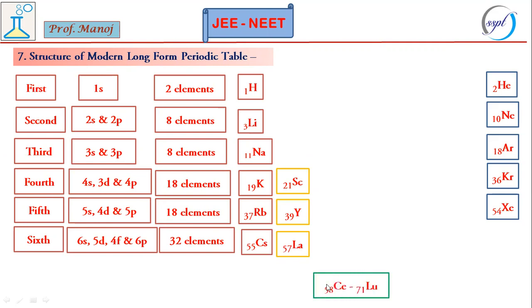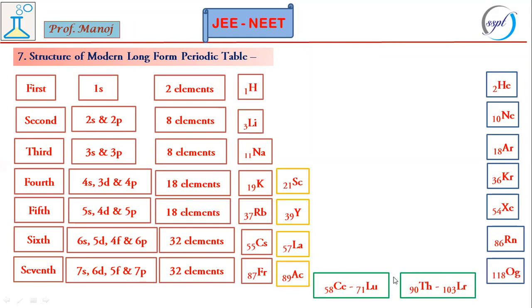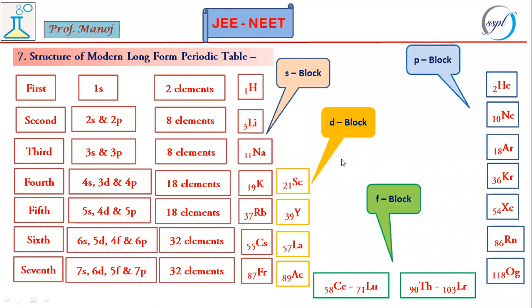Lanthanum ke baad, niche aayenge lanthanides, ending with inert gas. Seventh mein, aise hi aapke actinium aane ke baad, niche aayenge actinides. So, this is a rough idea of your periodic table. This is a repetition of the previous table. वो आपको अगर याद आ रहा है तो इसकी फिर से जरूरत नहीं है. These are blockwise elements written, you can see.